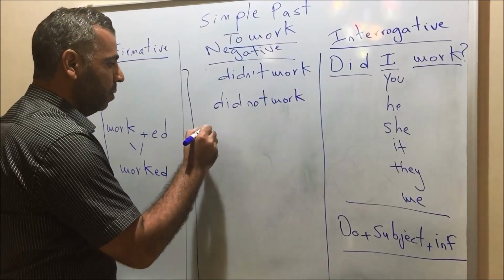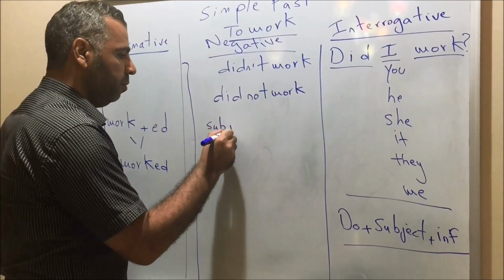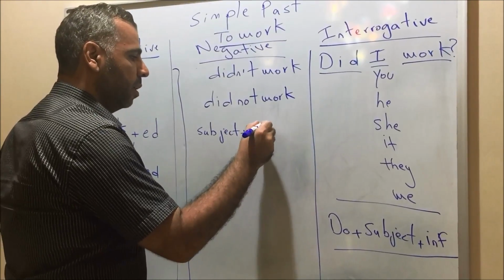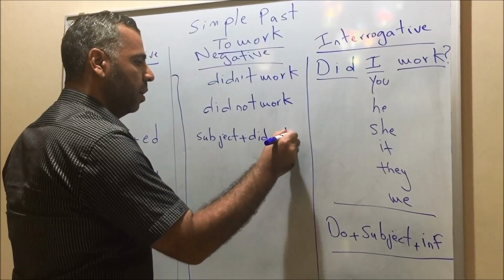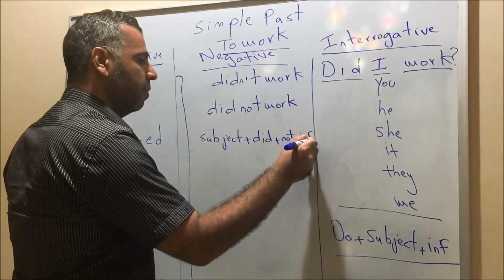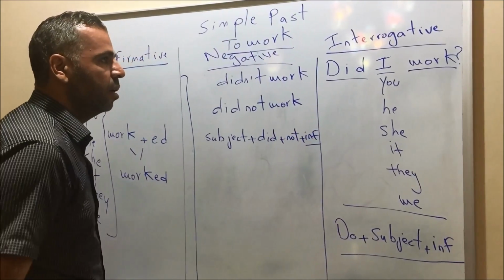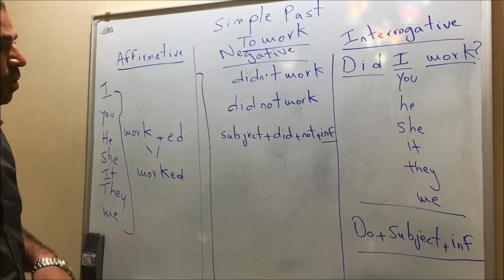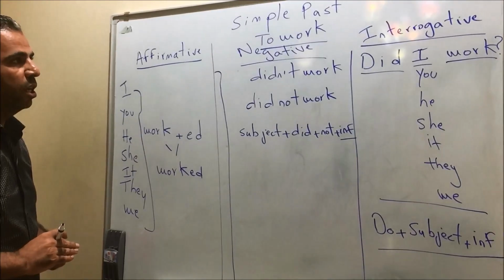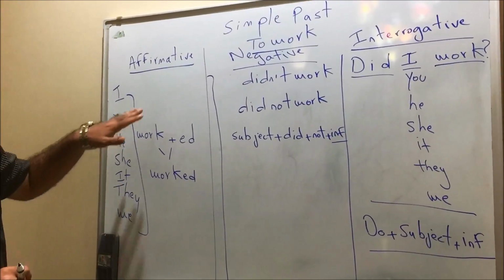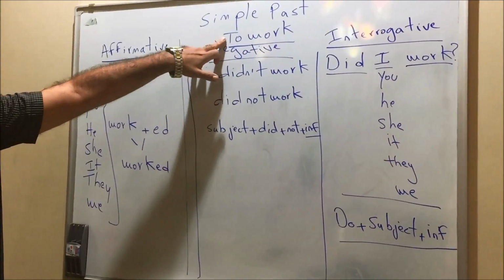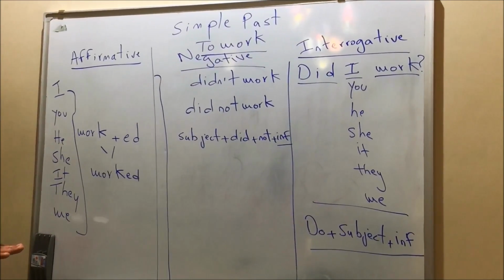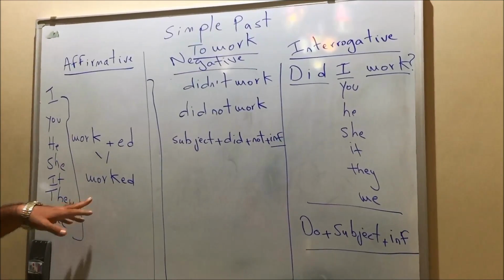Here it is simple. We have the subject plus did plus not plus infinitive. Infinitive, as I said, is the primitive form of the verb. Okay, now let's move to another verb which is really different. The verb to work is a regular verb, and we have irregular verbs. The conjugation is really different.